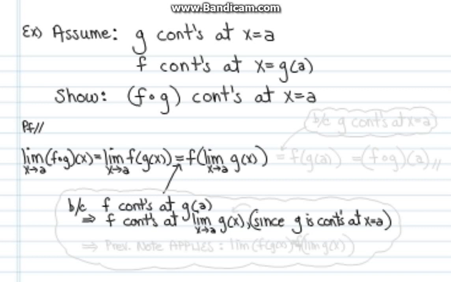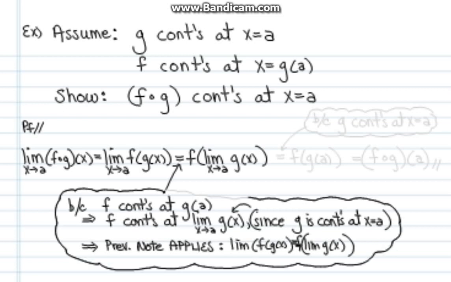Well, that implies that our previous note that we were just discussing applies in this case. The limit of f of g of x is the same as f of the limit of g of x. So we just showed that we were able to apply that previous note. And that validates the equal sign above.